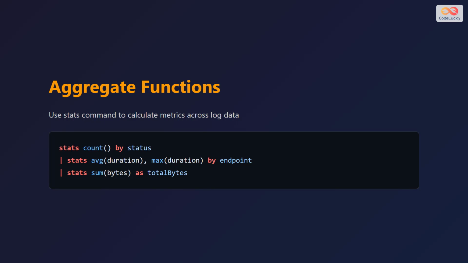The stats command is powerful for calculating metrics across your log data. You can use count to count occurrences grouped by a field like status code. You can calculate averages and maximums together, such as finding average and maximum duration grouped by endpoint. You can also sum values, like calculating total bytes transferred and assigning it an alias for easier reference. These aggregate functions help you understand trends and patterns in your application behavior.